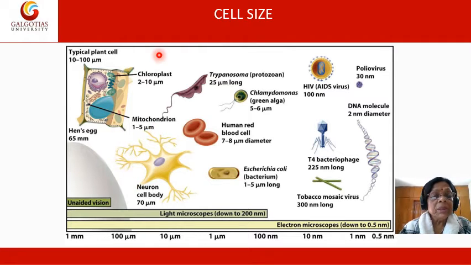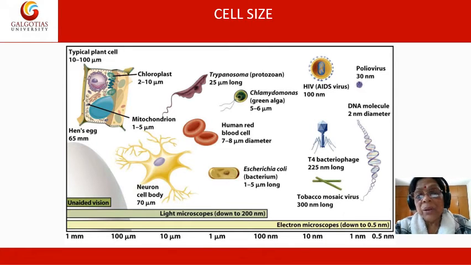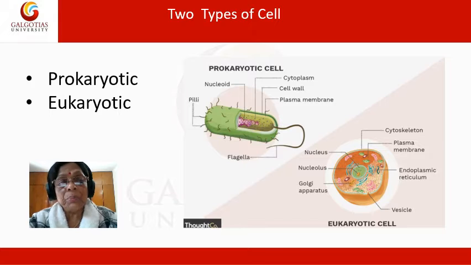Then this is the plant cell, and the diameter of the plant cell is around 10 to 100 microns. And if we look at the size of the hen's egg, which is also a single cell, its diameter is in millimeters, it is 65 millimeter. So cells exist in different sizes and shapes.